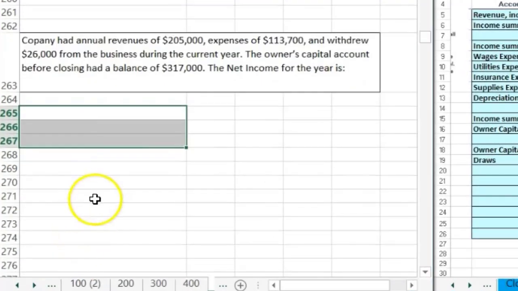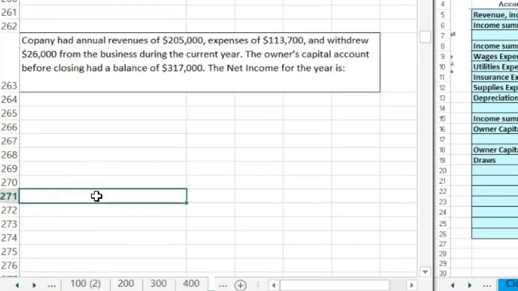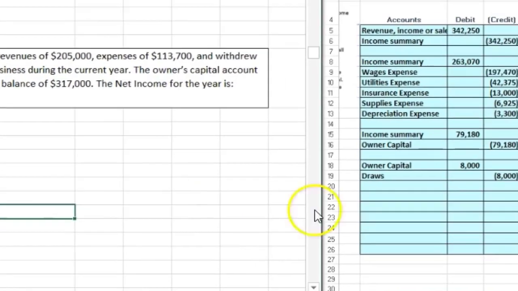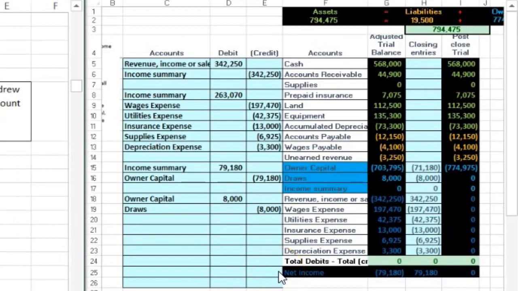Next one says, company had annual revenues of 205, expenses of 113.7, and withdrawals of 26,000 from the business during the current year. The owner's capital account before closing had a balance of 317. Net income for the year is. So if we take a look at our trial balance over here, again, this is not a related trial balance, but if we take a look at it, we say, net income, how do we calculate it? It's going to be revenue minus expenses. So they gave us more information than we need once again, but if they gave us those two pieces, meaning revenue and total expenses, all of these total expenses being all these put together in the trial balance, revenue minus expenses is how we would calculate net income.